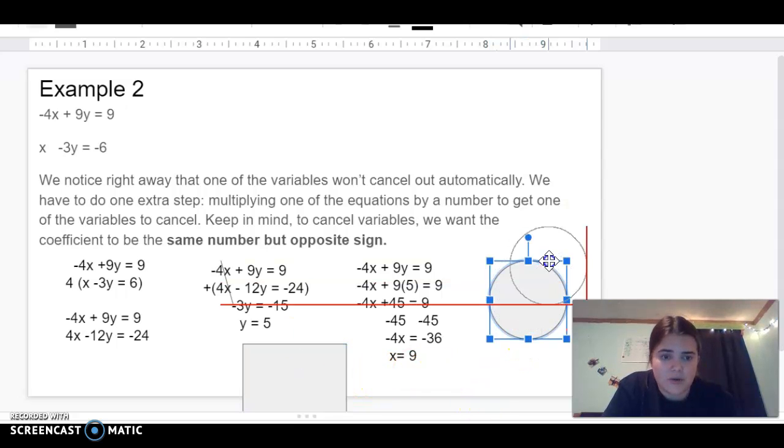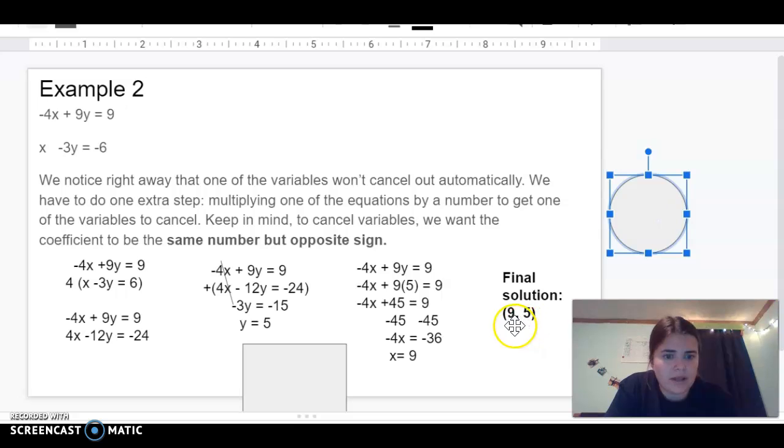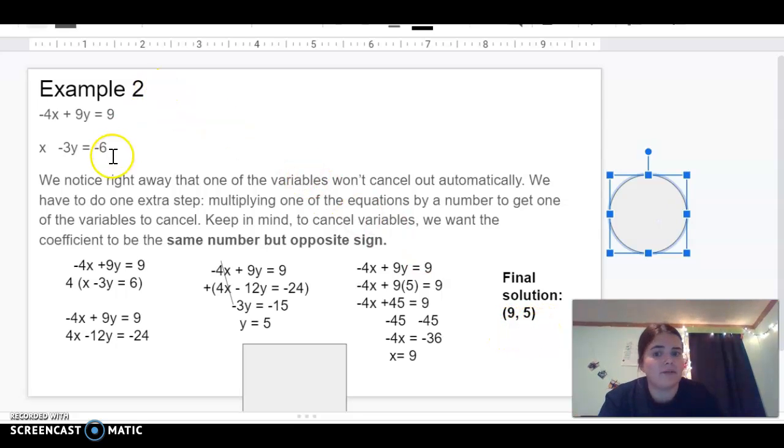So we just put that in coordinate pair form like we did before, x comma y, and we get 9 comma 5. So if we were to graph these two equations on a coordinate plane, 9, 5 would be the point where they intersect. I hope this helped you.